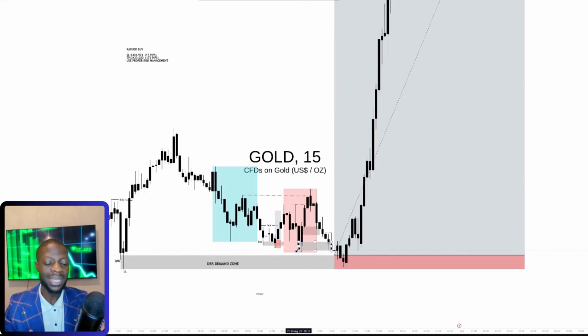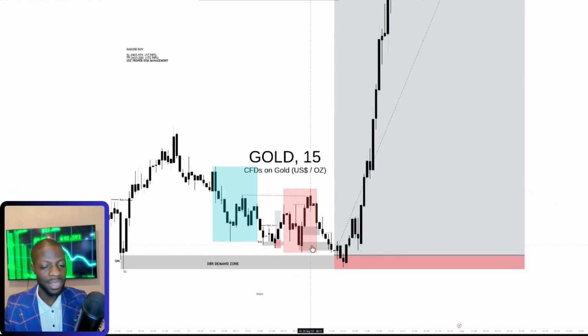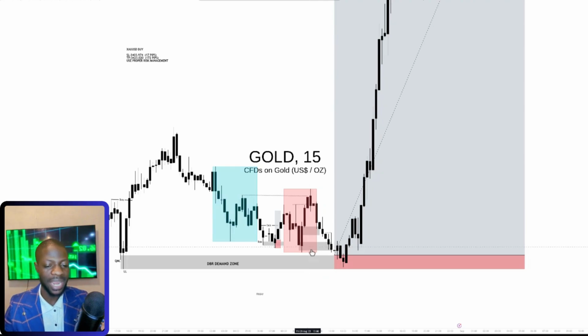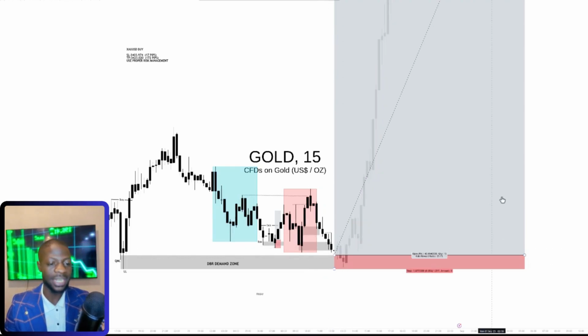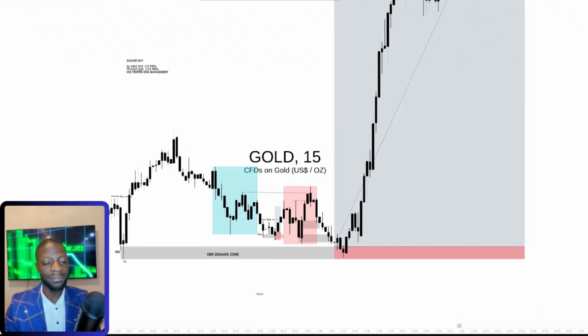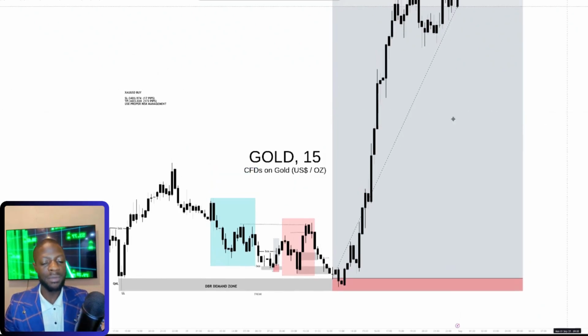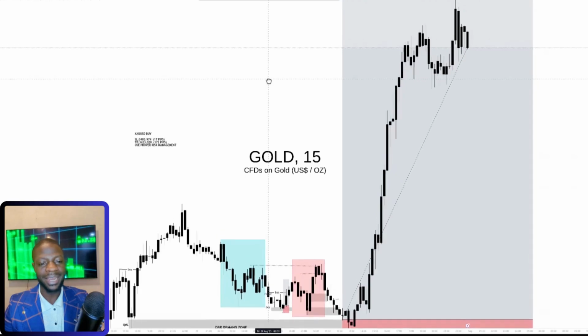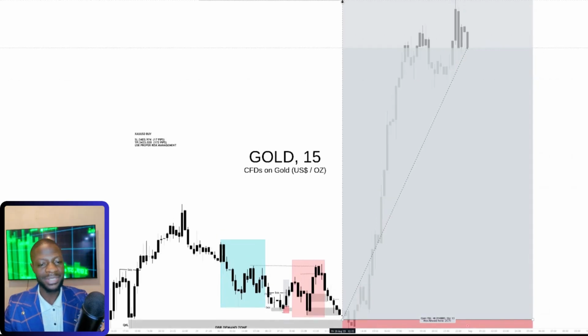Most likely people entered from here and got stopped out right there, and then the market came to this level, and guess what, it was game over. After that, the market just continued to push to the upside with big momentum candles. My target was not even up there. My target was just a 1 to 10.